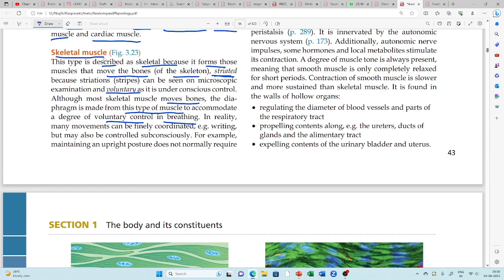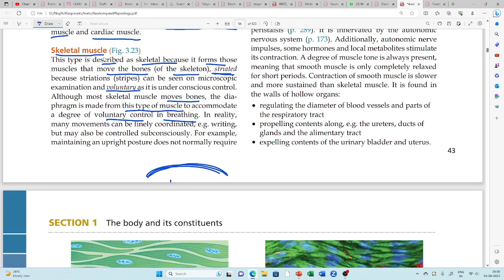Diaphragm is a muscular layer between the peritoneal cavity, which means the abdominal cavity, and the thoracic cavity. It is a muscular separation present between the abdominal cavity and the thoracic cavity, known as the diaphragm. That we will study in the respiratory system. This muscle also is under voluntary control.